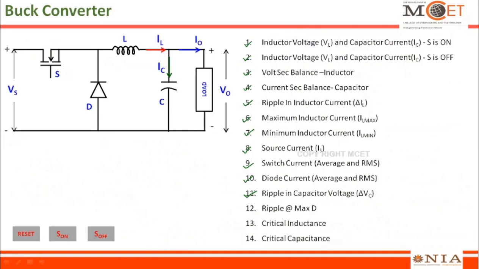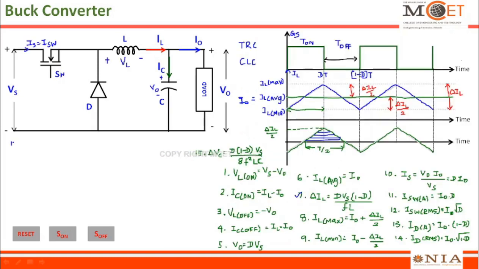So we have calculated this ripple in capacitor voltage, that is delta Vc. Now let us try to calculate what is the maximum value of D at which this capacitor ripple will be maximum. So this is the 12th derivation of this buck converter. Let us go for the 12th derivation, which is how to find out the maximum value of D at which the ripple is maximum. For which let me rewrite the expression which we have derived in the previous slide, that is delta Vc, again here.